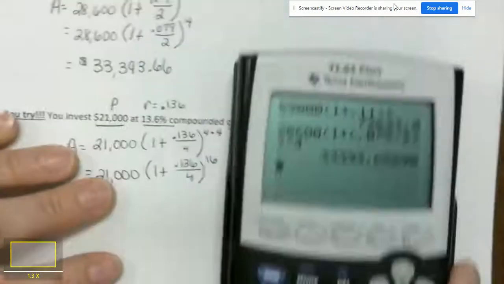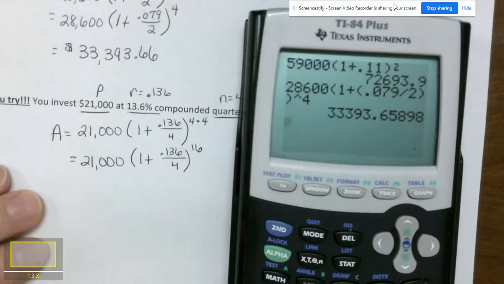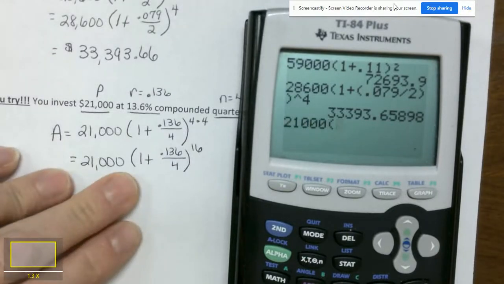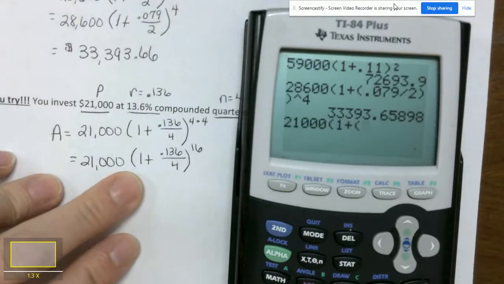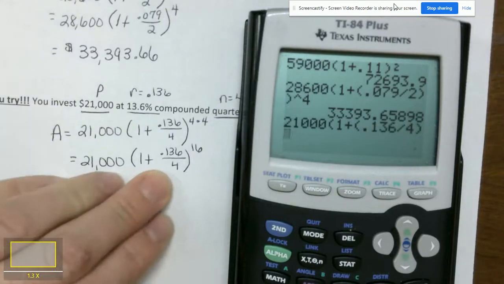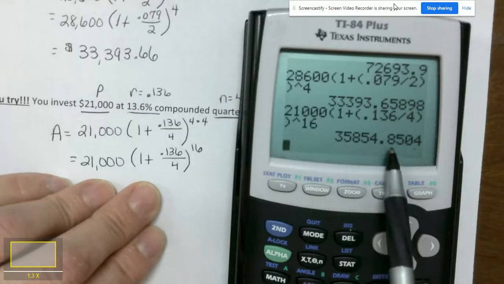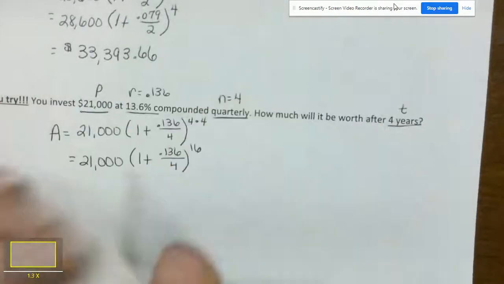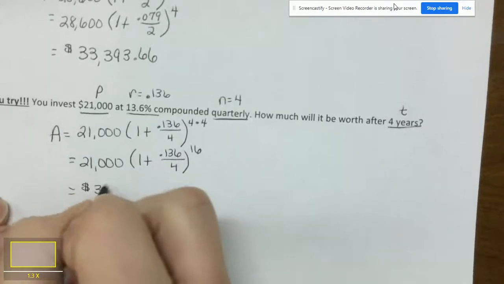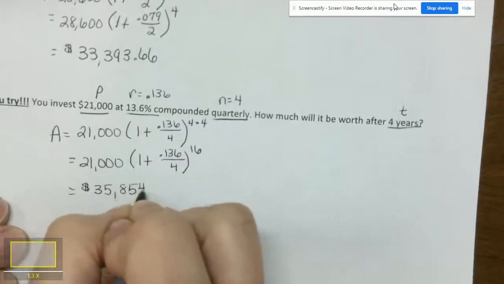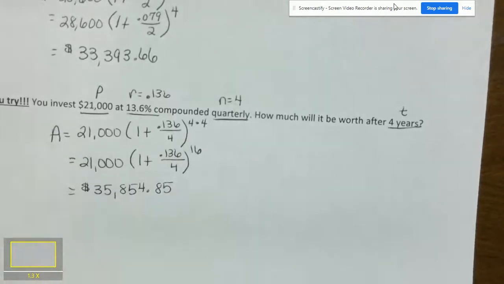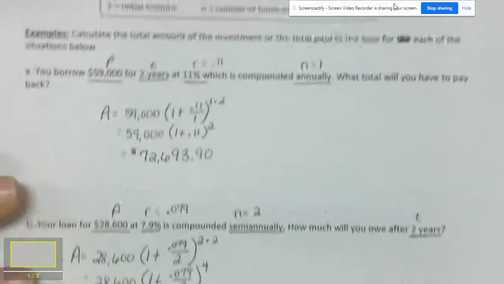Okay, now let's see how you did keying it in your calculator. This is your test here. 21,000, and then open parentheses, 1 plus, another open parentheses, 0.136 divided by 4, close that parentheses, and then close the other parenthesis, and raise it to the 16th power. And you should have gotten $35,854.85. So my answer here is $35,854.85.